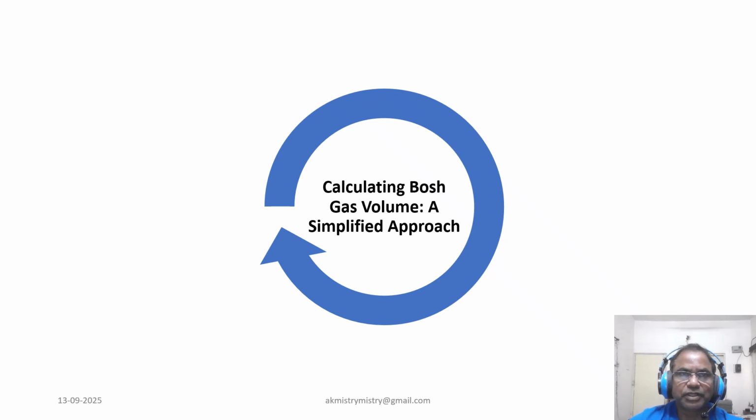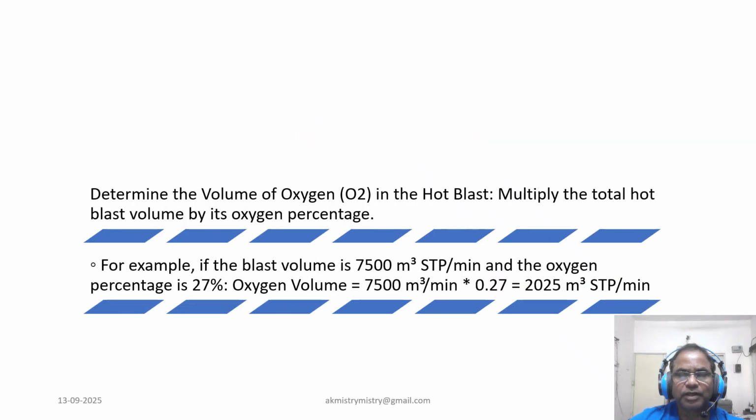Today's session will break down the calculation into clear steps, making it easy to replicate for plant operators or academic exercises. Our focus is how to determine the Bosch gas volume while neglecting hydrogen, using typical plant data like hot blast volume and oxygen percentage. Now coming to our next slide, where we share the most important data on oxygen volume in hot blast.